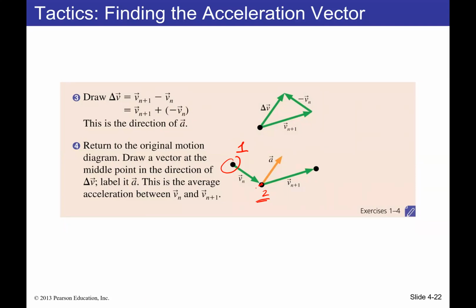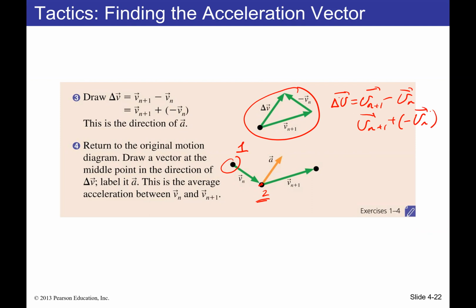So one of the things we can do here is, remember, technically delta V is V final, which in this case is V n plus 1, minus V initial, V n. Then I can represent it like this, where I'm adding them together, but with the negative of Vn. So it's a vector addition. I'm adding Vn plus 1, which I have over here, to the negative of Vn. That means this is the negative of Vn. And tip to tail then allows me to find the change in velocity as a vector.